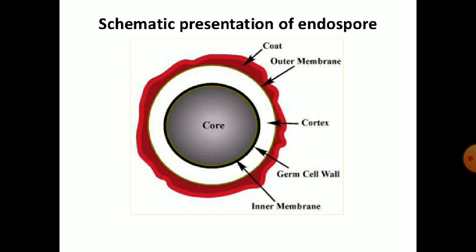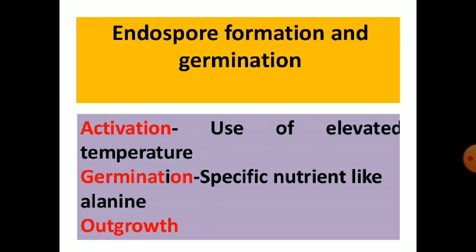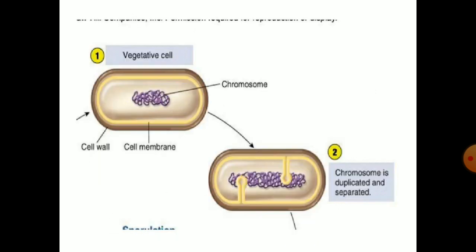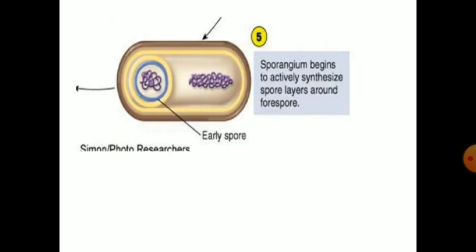Schematic presentation of the endospore. We see the coat, outer membrane, cortex, germ cell wall, inner membrane, and the core. Endospore germination has three stages: first activation, next germination, and last outgrowth. Activation uses elevated temperature. Germination needs a specific nutrient like alanine, and last is outgrowth. This is the endospore cycle, where we see all three stages.